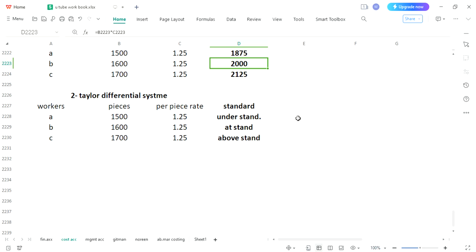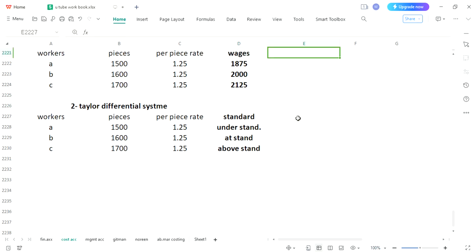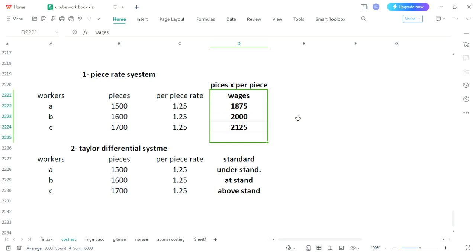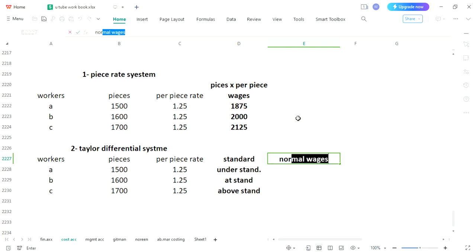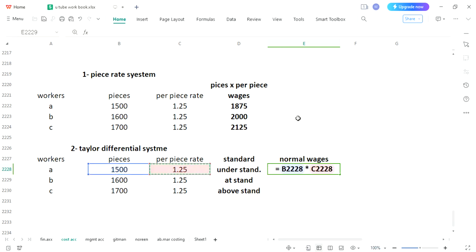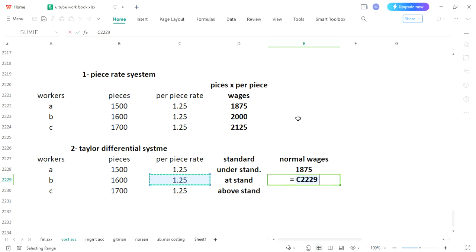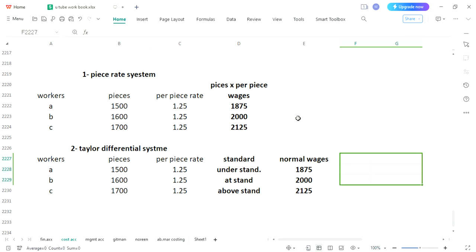So now we will calculate their salaries, but instead of calculating directly, again we will take help of what was present above. Okay, it's missing. It's all right, we can calculate again. So here normal wages would be calculated. How? Pieces would be multiplied by per piece rate. In this way, first wage has been calculated. In the similar way, number of pieces multiplied by per piece for second worker, and again number of pieces multiplied by per piece for third worker. This is normal wages.